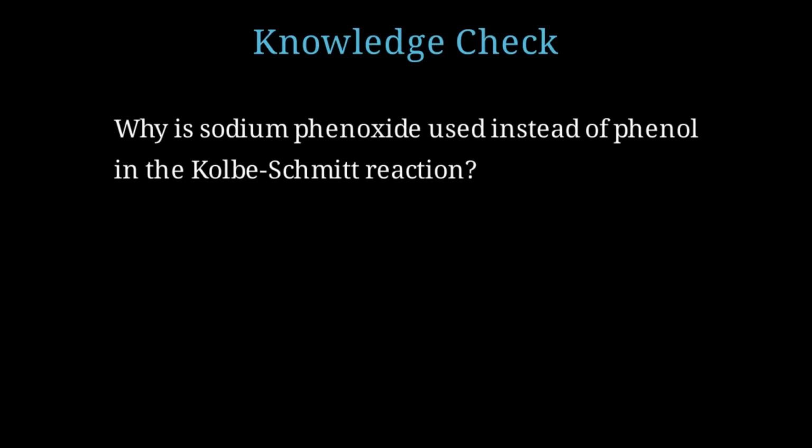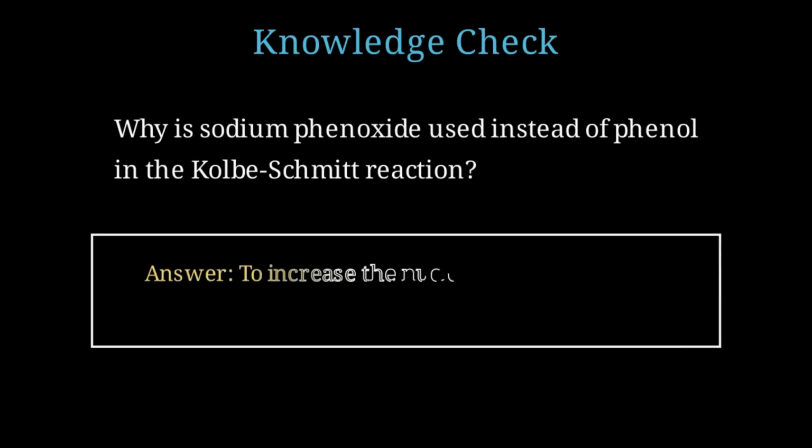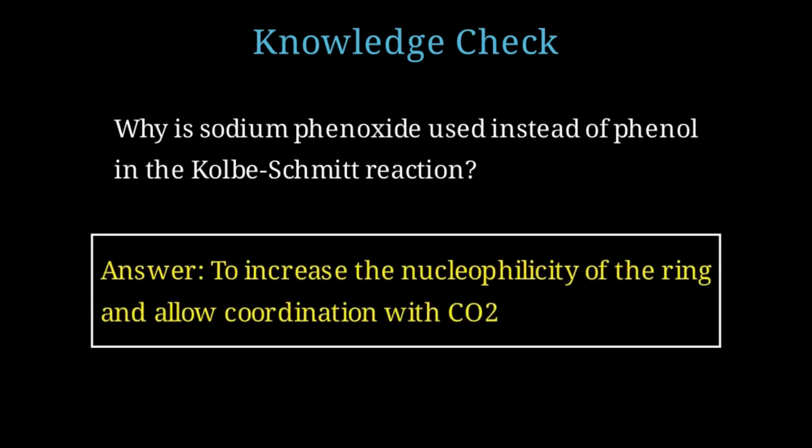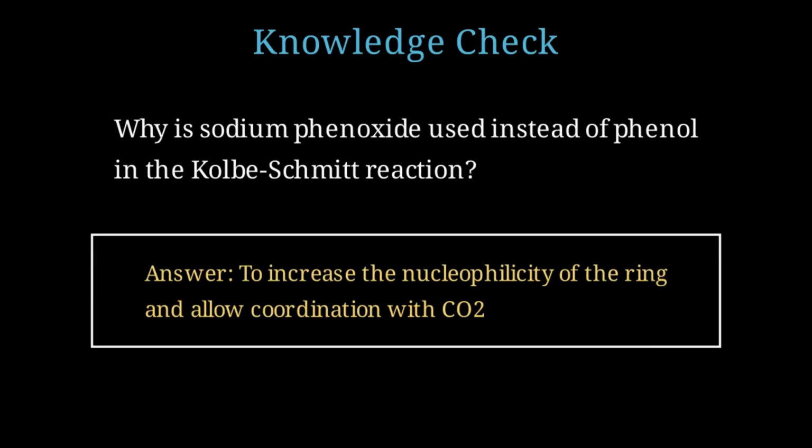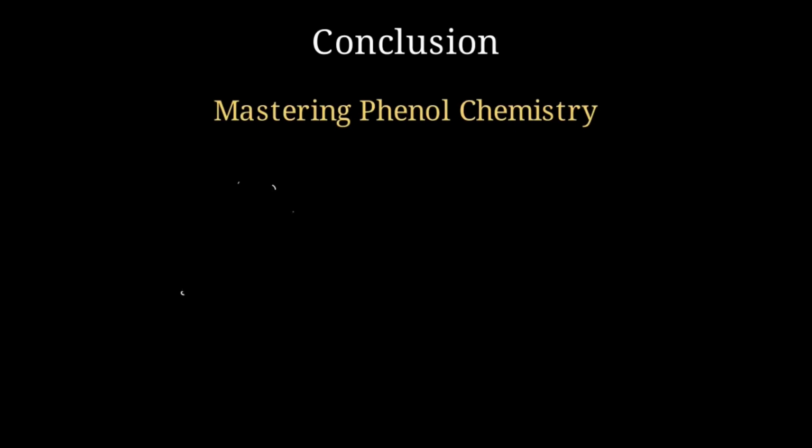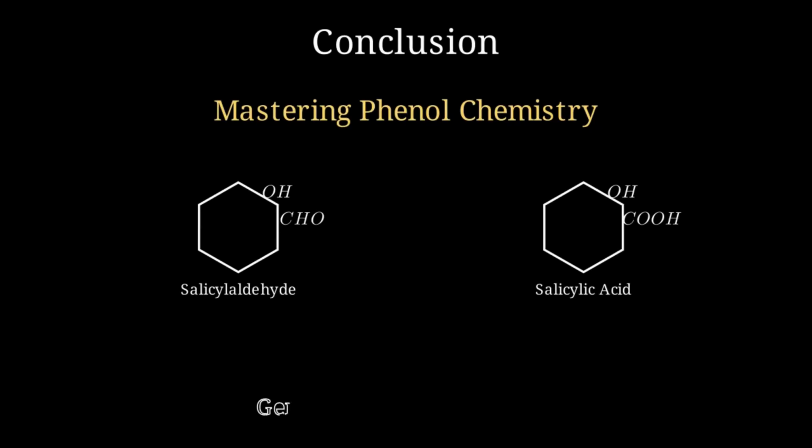Test your understanding. Why do we use sodium phenoxide instead of neutral phenol? The answer is that the phenoxide ion is much more nucleophilic, which is necessary to react with the weak CO2 electrophile. You have now mastered the Reimer-Tiemann and Kolbe-Schmidt reactions. Understanding these mechanisms allows you to predict how phenol can be transformed into complex, useful molecules. This lesson was generated by Vision Solve AI.